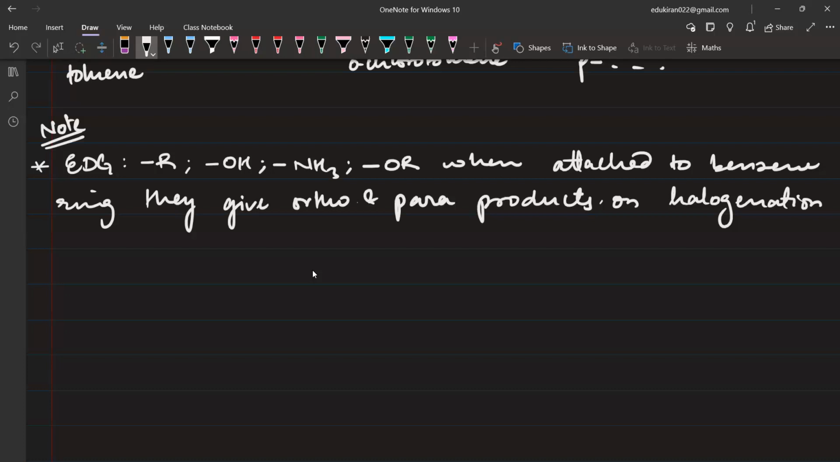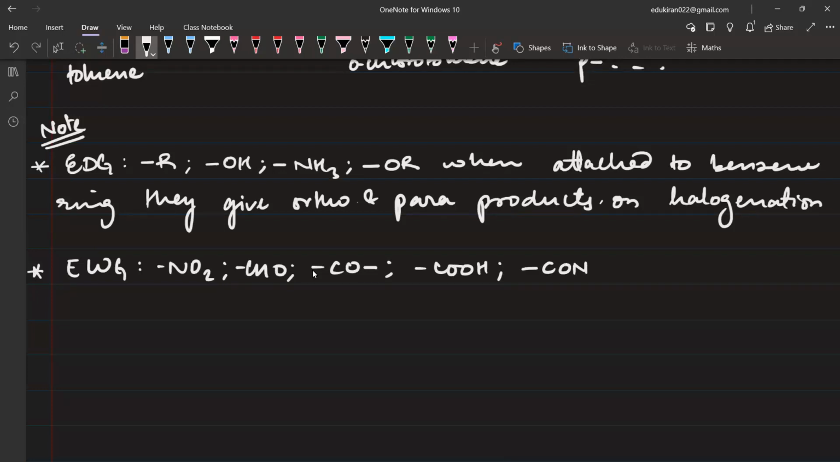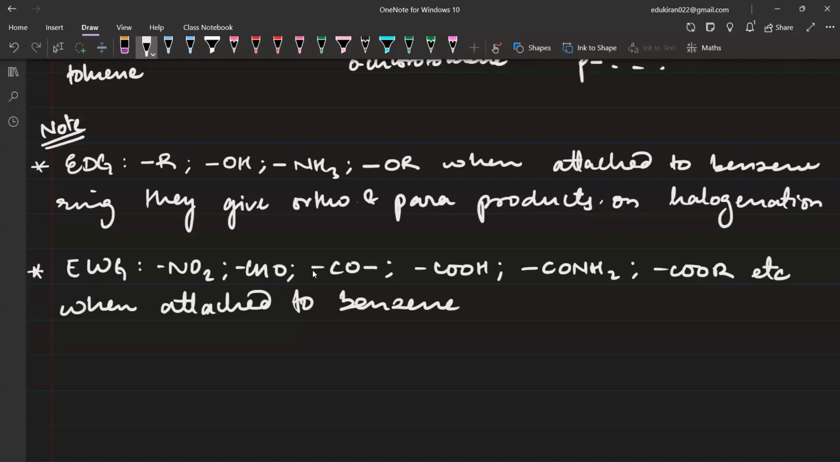Then if you have electron withdrawing groups, such as NO2, aldehyde, ketone, carboxylic acid, amide CONH2, or ester COOR, etc. When these are attached to the benzene ring, they give meta products.